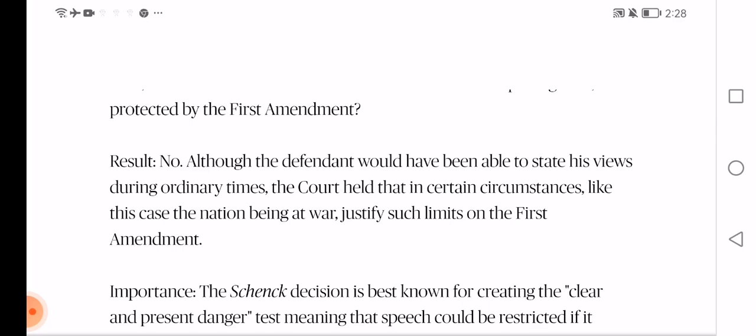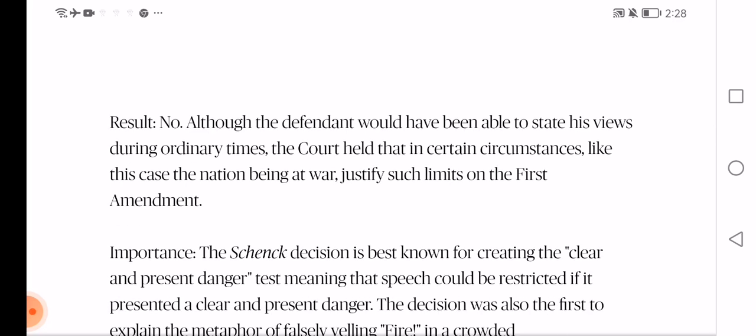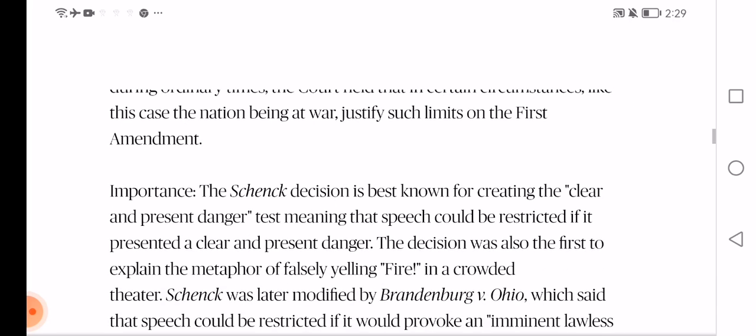Although the defendant would have been able to state his views during ordinary times, the court held that in certain circumstances like this case, the nation being at war justifies such limits on the First Amendment.